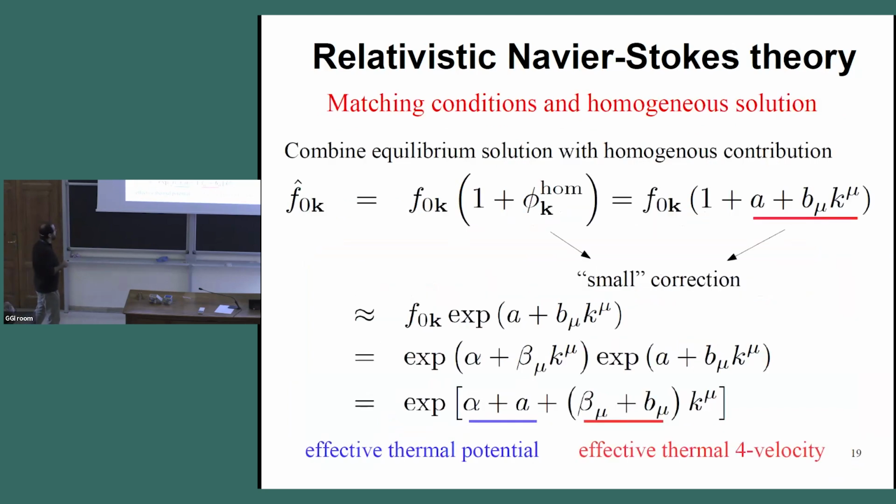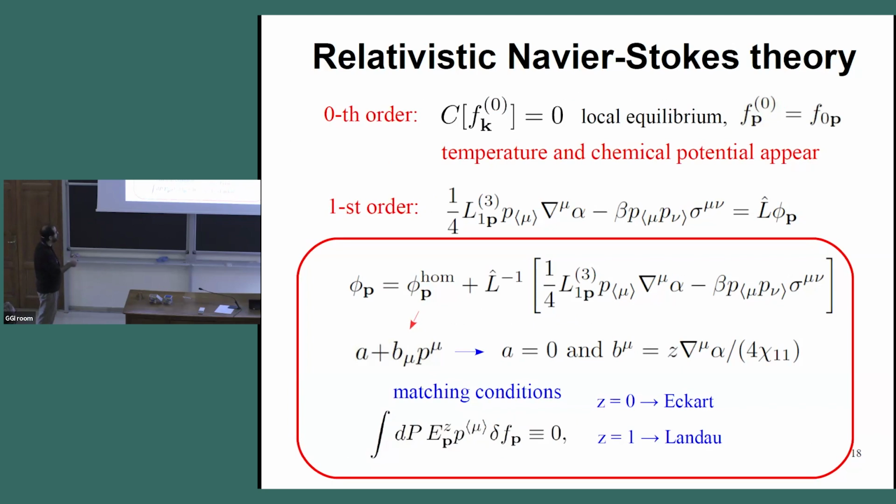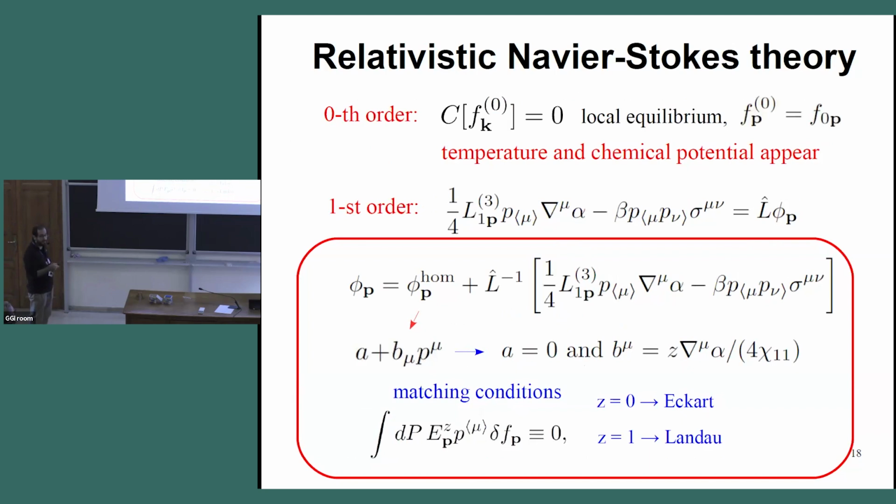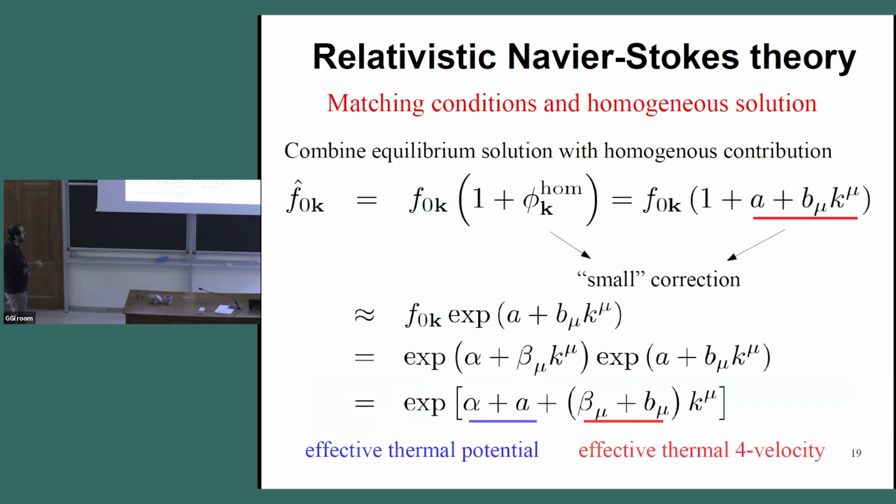Okay, so what does this mean? Let's say you take the part of the solution which is the equilibrium plus this homogeneous solution. These are two corrections. Let's forget everything else that would come from the gradients here. So what you see is that it looks like 1 plus the homogeneous solution. And if this is small, which it should be, since this homogeneous solution is first order in gradients, a small correction, you can just exponentiate it back. You can treat it approximately like some exponential of A plus B mu K mu. And then at the end of the day, you could just incorporate it back into your equilibrium state.